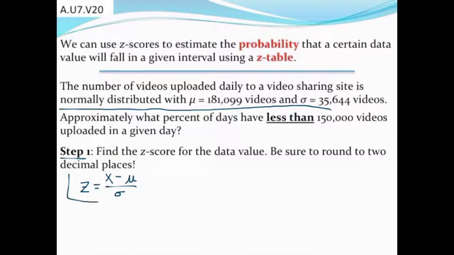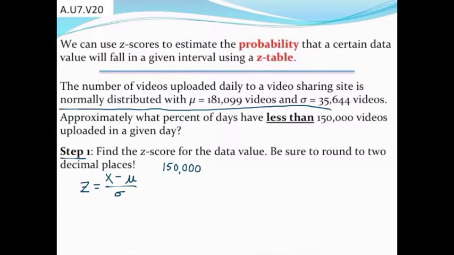Now, we've already taken a look at how to find z-scores. If you want to go back and watch one of those videos to refresh, that might be a good idea. So let's calculate the z-score for this. We want to find specifically the probability that we upload less than 150,000 videos. To do this, our x in this formula is our point of data. So our x this time is going to be the 150,000 videos we're interested in.